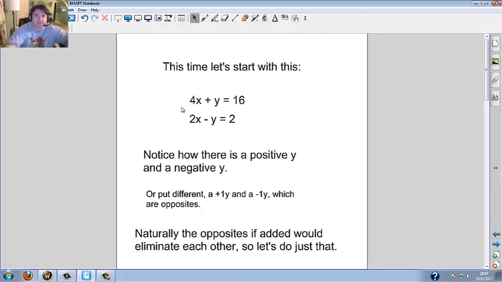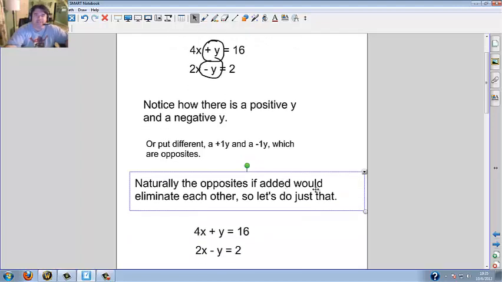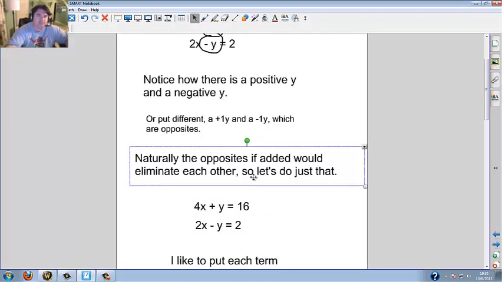Let's start with this. Say you have 4x plus y equals 16, and 2x minus y equals 2. Notice how there is a plus 1y and a negative 1y, which are opposites. Today it's all about finding an opposite, and if you can find an opposite balance, it's going to be really easy to do this one. So naturally the opposites, if added, would eliminate each other. So let's just do that.